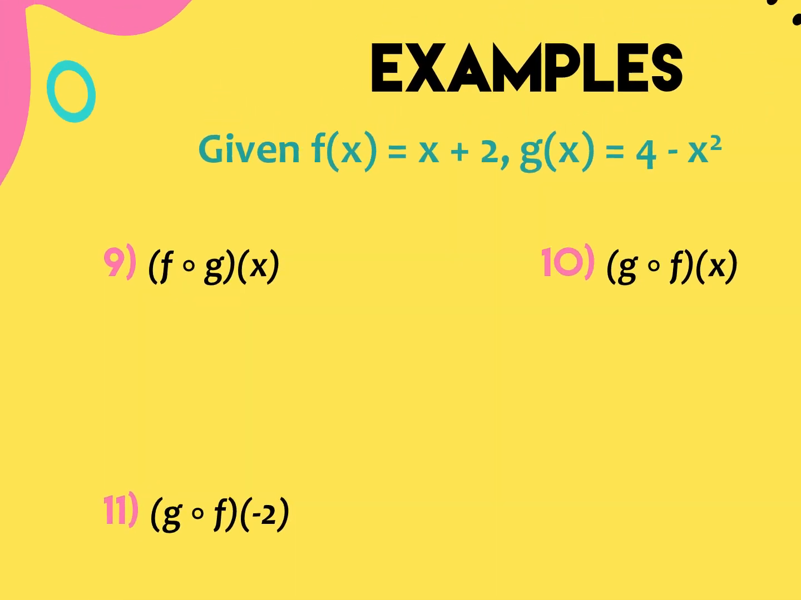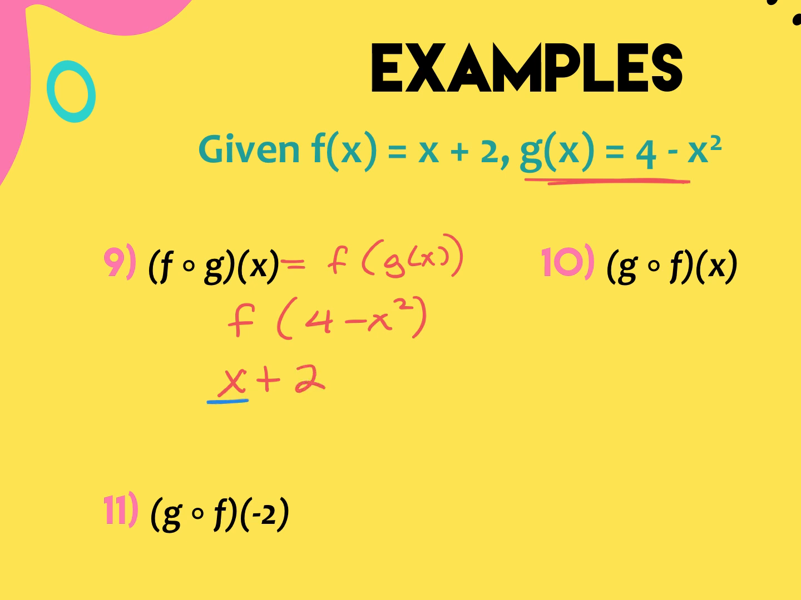So I've got my two functions up at the top. What this is reading as is F composed with G. So F, and then I'm plugging in the G of X function for X. So I'm going to take my F of X function, and I'm plugging in 4 minus X squared, which is my G of X. And now I'm going to write down my F of X function, which is X plus 2. So now where I see X here, this is what I'm plugging in.